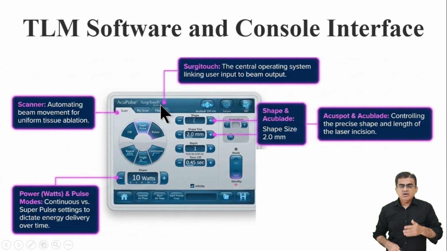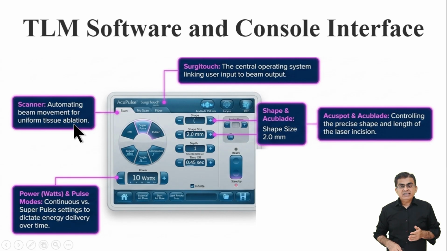Now look at the bottom left corner. This is where you set your power in watts and your pulse modes. As we discussed earlier, this is where you choose your super pulse or continuous wave settings. Next, look at the top left corner. This is the scanner function. The scanner is a very important computer software. It uses tiny internal mirrors to move the laser beam automatically.